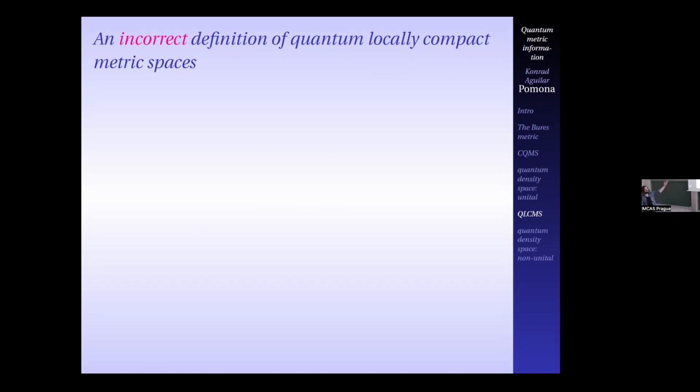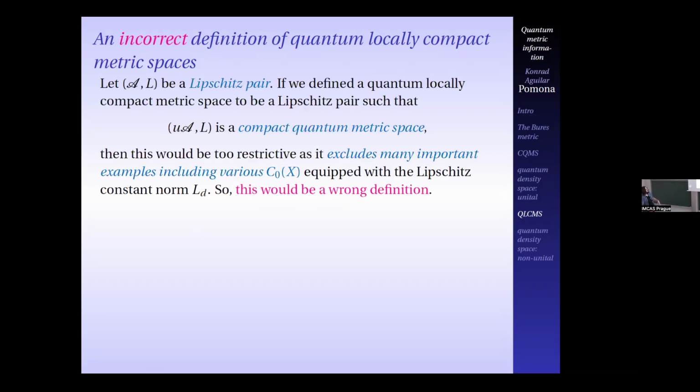So what is an incorrect definition? The incorrect definition would be to continue going in this route of copying down the unital case. So let's start with the Lipschitz pair again. That's okay when copying down the unital case with the unitization. But it would be wrong to define a quantum locally compact metric space to be a Lipschitz pair such that the unitization with that L is a compact quantum metric space.